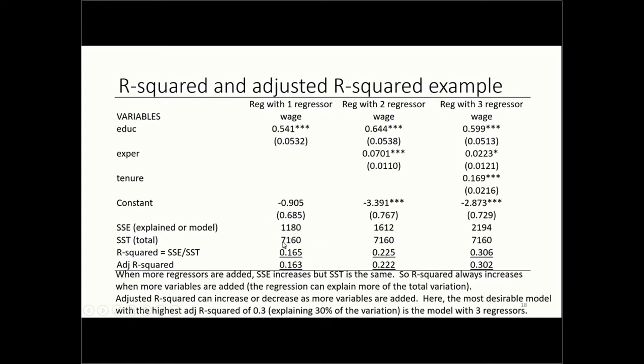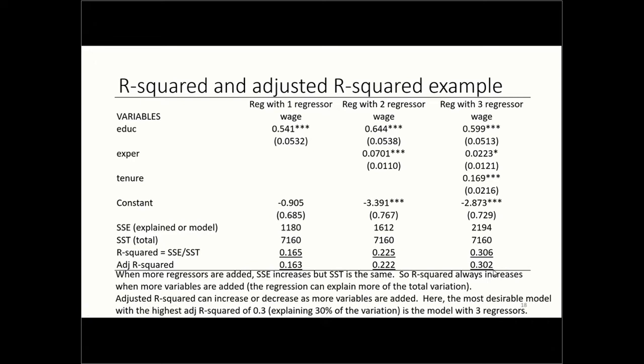These are the sum of squares total. And so these are the numbers and the calculations that I showed you before. The SSE for the explained or the model, that's the SST. And these are the R squared and adjusted R squared that we calculated on the previous slide.